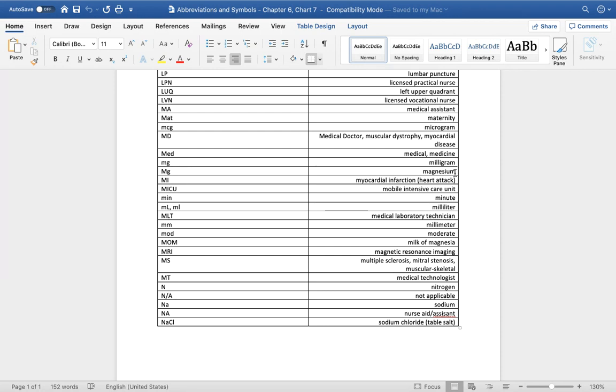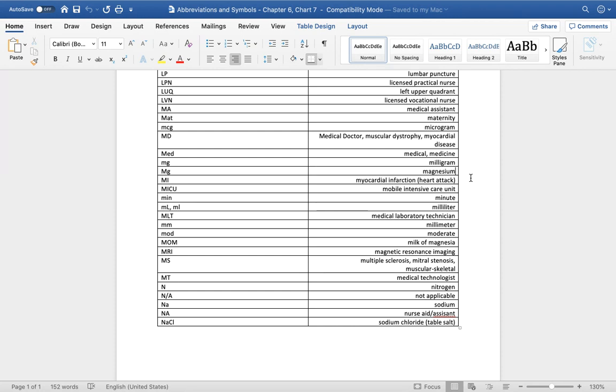Capital M, lowercase g, this is magnesium. This is an element from the periodic table. It kind of is a little giveaway when it's a capital followed by a lowercase. Magnesium is primarily responsible for the action of your muscles. If you don't have enough magnesium in your body, your muscles can spasm, or you can have just a generalized weakness of your muscles as well.